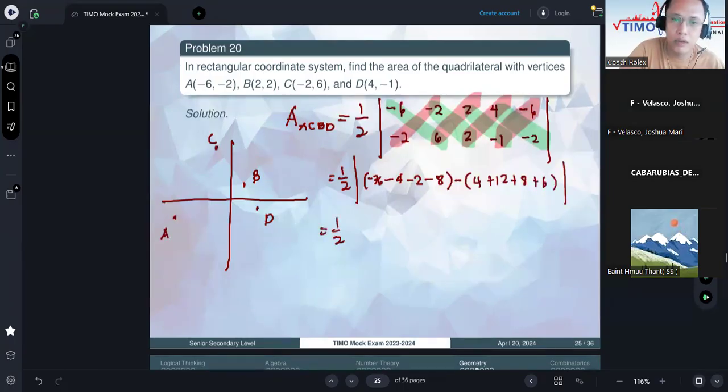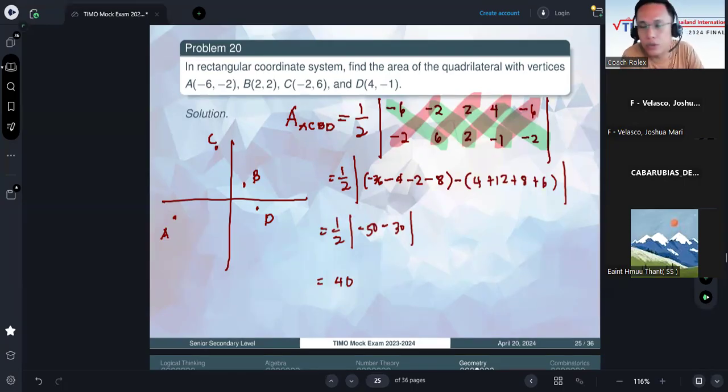So you will have 1/2. Absolute value of this is 40 50, -50 minus this is 10 20 30 30. So -80. So we have 40. Of course, you are looking for the area, so you don't need to write the units during answering.